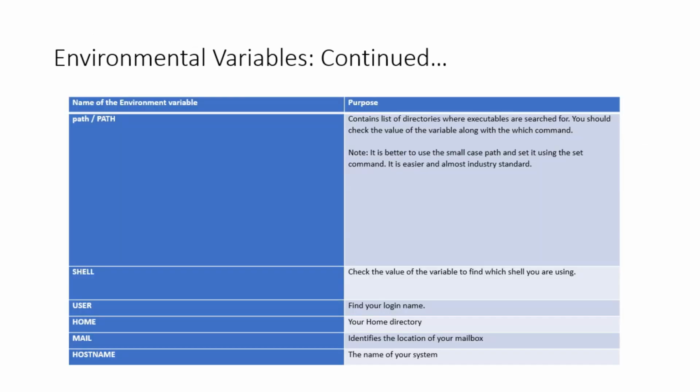Some environment variables that you need to be aware of are: the path variable contains the list of directories where executables are searched for by the shell. You should check the value of this variable along with the which command. The shell variable, check the value of this variable to find the shell you're using. User variable, find your login name. Home variable, find your home directory name. Mail variable, identify the location of your mailbox. Host name variable, the name of your system.